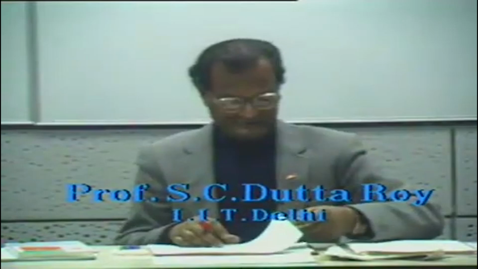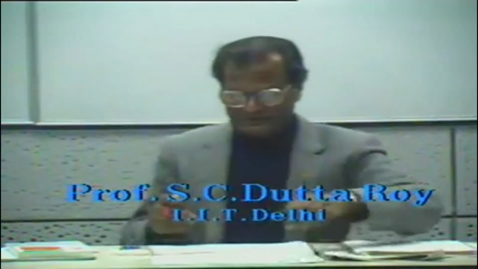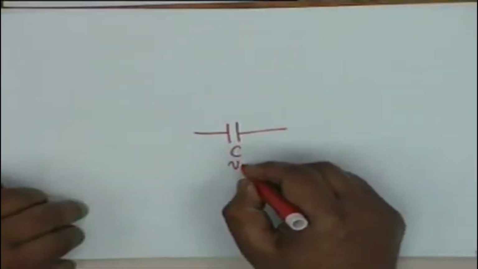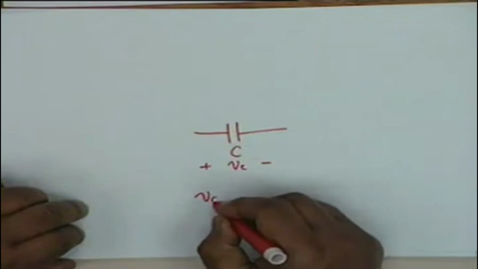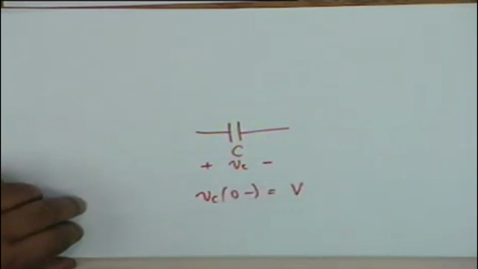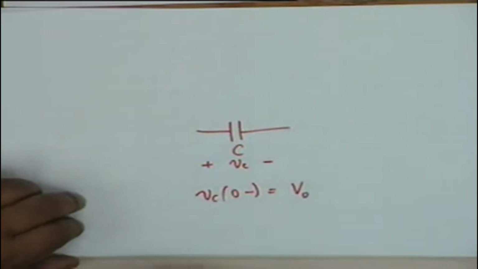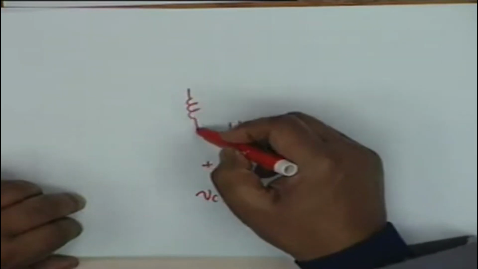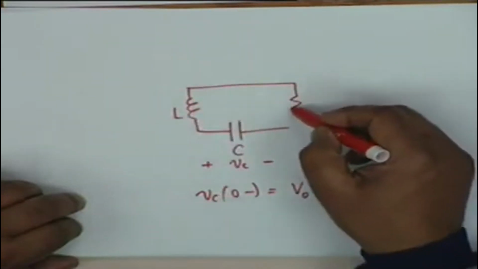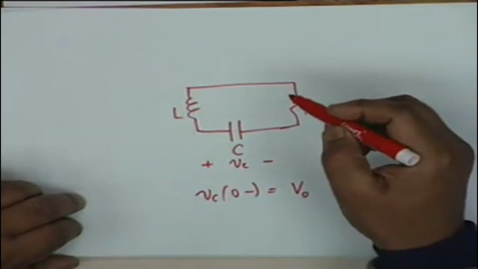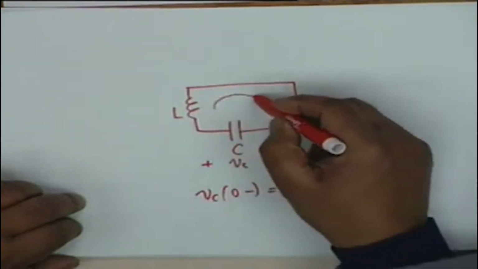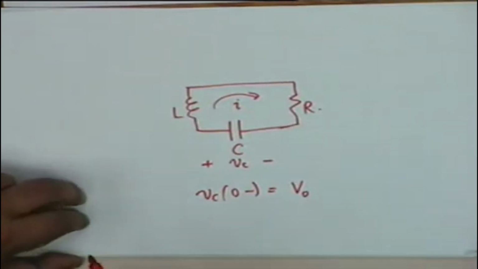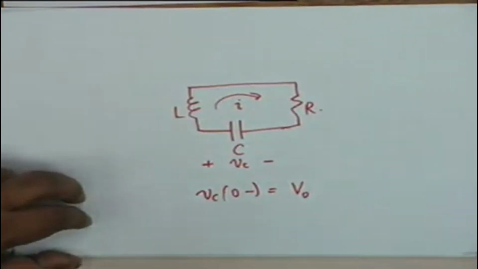You remember in the second order circuit that we had considered, what we had considered was we have a capacitance which is charged to a voltage of capital V, let's say V0, and then at t equal to 0 is connected across an inductance L and a resistance R. The current that flows in the circuit is I. We are considering this particular LCR circuit.